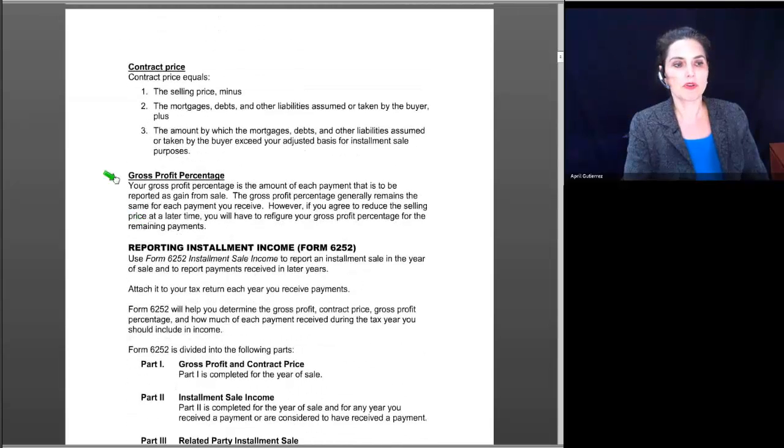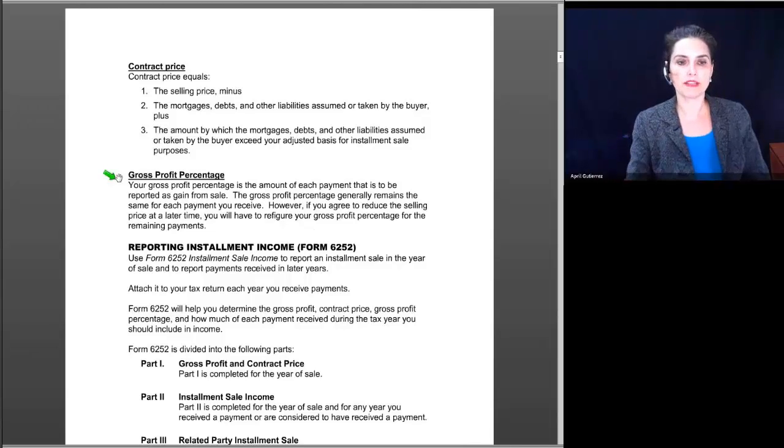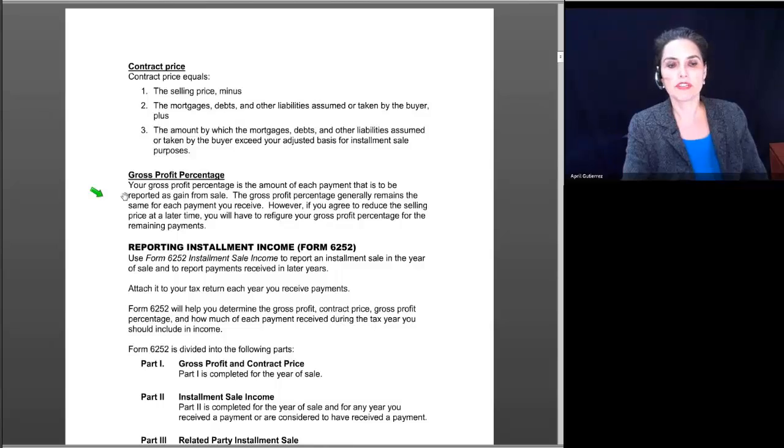And finally, the gross profit percentage. Your gross profit percentage is the amount of each payment that is to be reported as a gain from the sale. The gross profit percentage generally remains the same for each payment you receive. However, if you agree to reduce the selling price at a later time, you will have to refigure your gross profit percentage for the remaining payments.